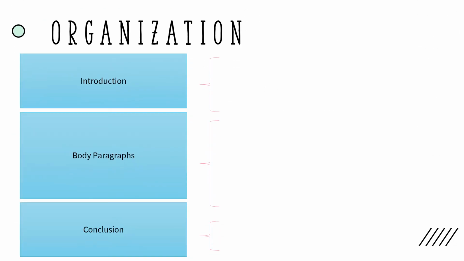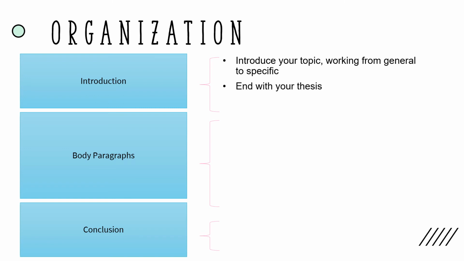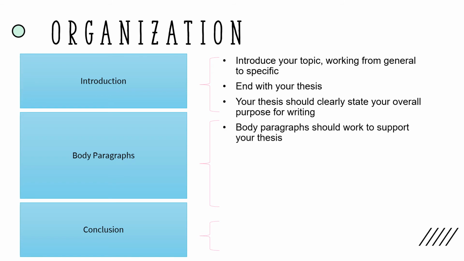The next characteristic of academic writing that we're going to focus on is organization. Most writing formats require you to organize your writing by including an introduction, body paragraphs, and a conclusion. The introduction should work to introduce your topic, working from general ideas to more specific ideas, often ending with your thesis. Your thesis should clearly state your overall purpose for writing, while your body paragraphs should work to support the thesis.